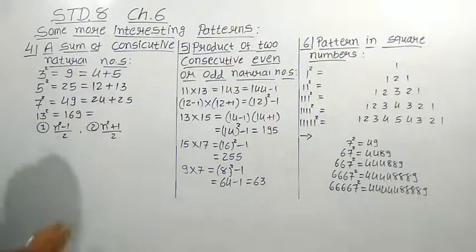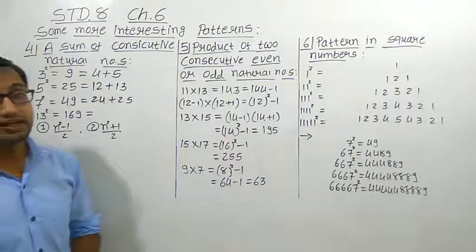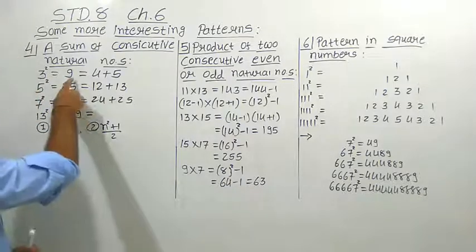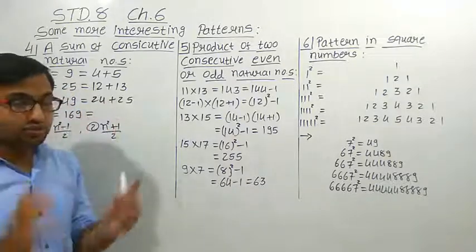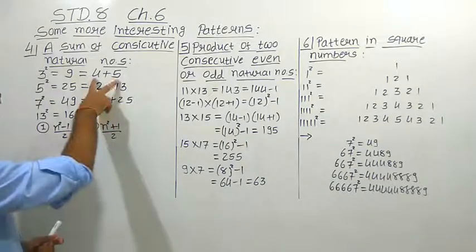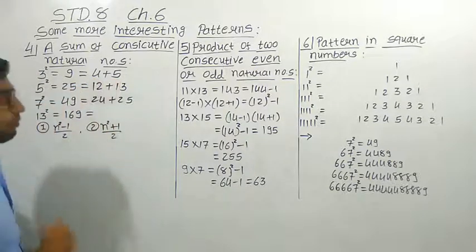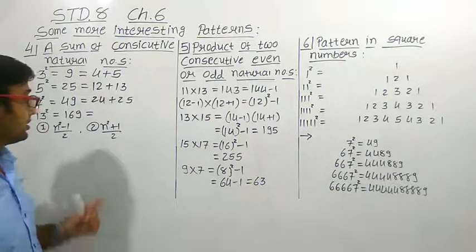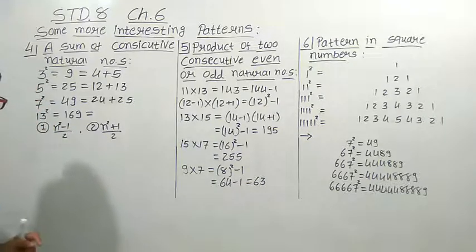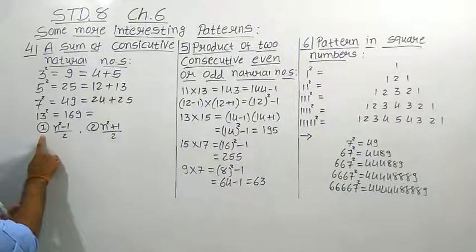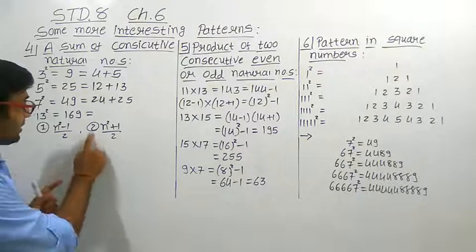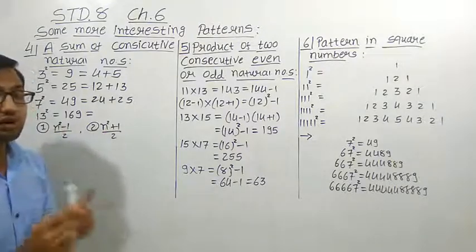13 squared is 169. Now the number is big. If it is a small number, then it is very easy to find out which two numbers add to give it. But here it is not a small number, it is a bigger one. So there is a formula. The first number is equal to n squared minus 1 upon 2, and the second number is equal to n squared plus 1 by 2.